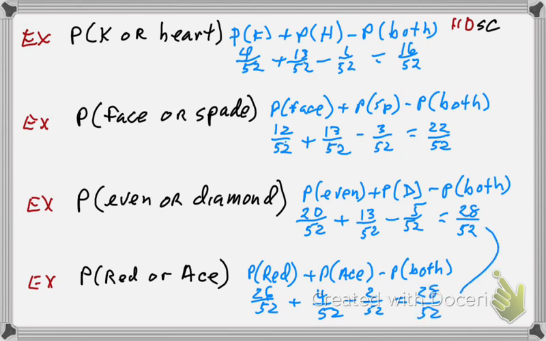Now notice these two probabilities are the same. So if on a quiz it said, which is more likely, drawing an even or a diamond, or a red or an ace? The answer would be they're the same.